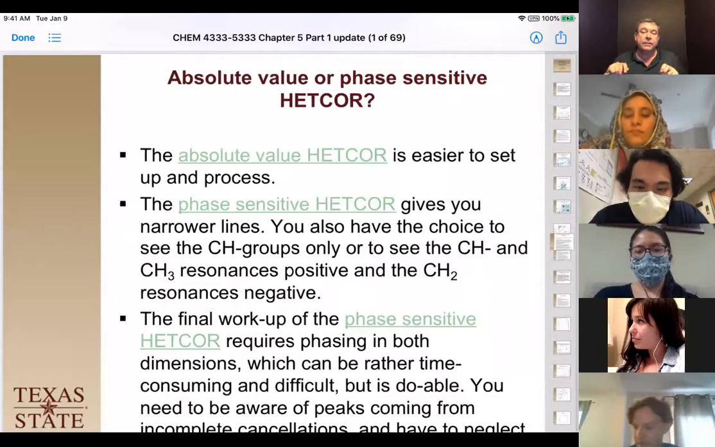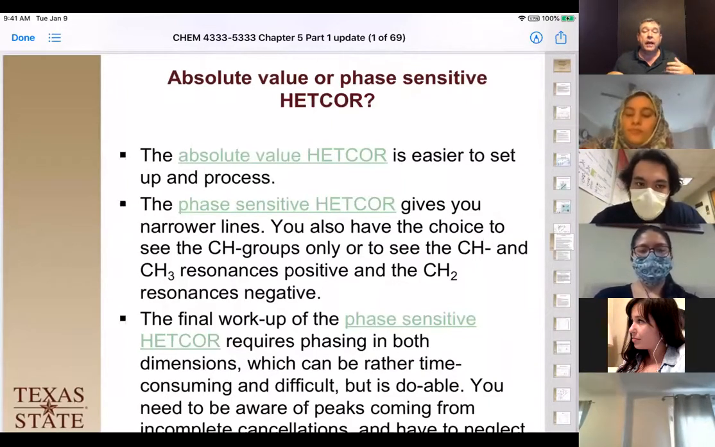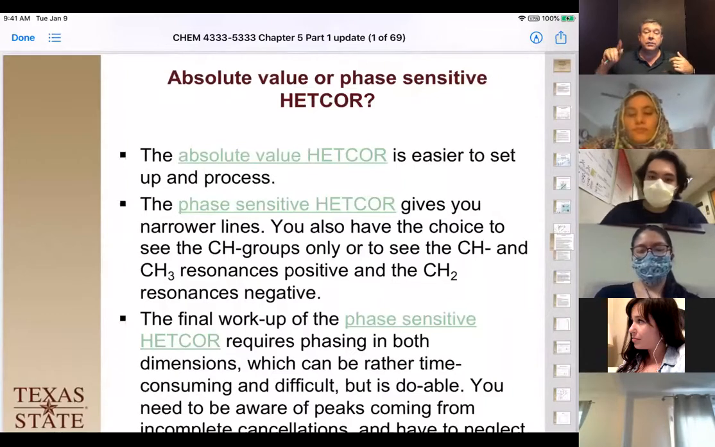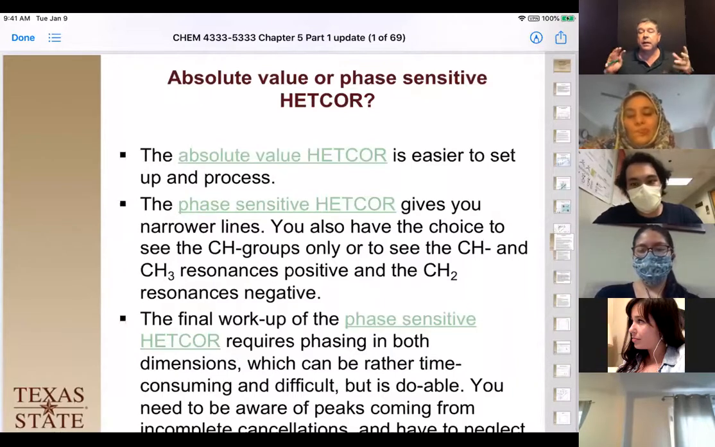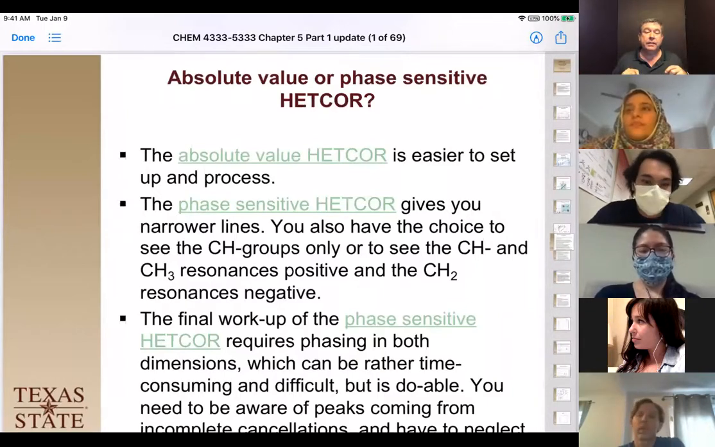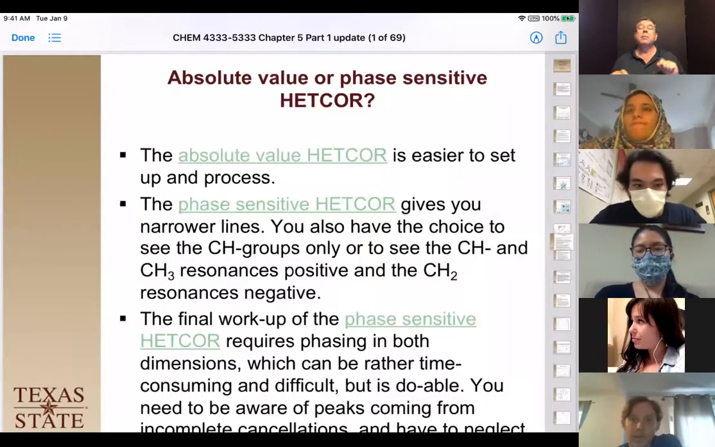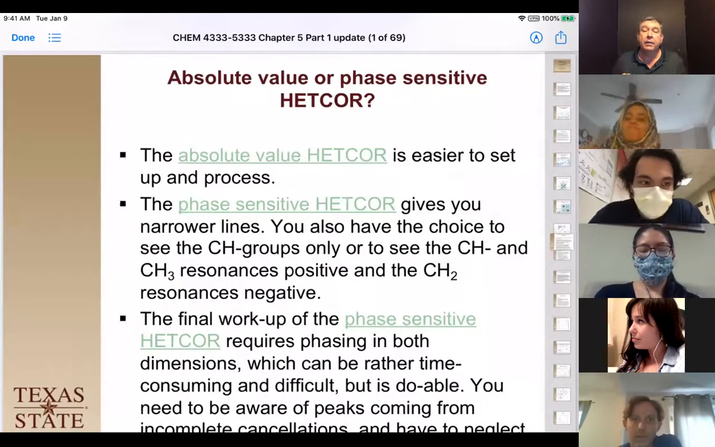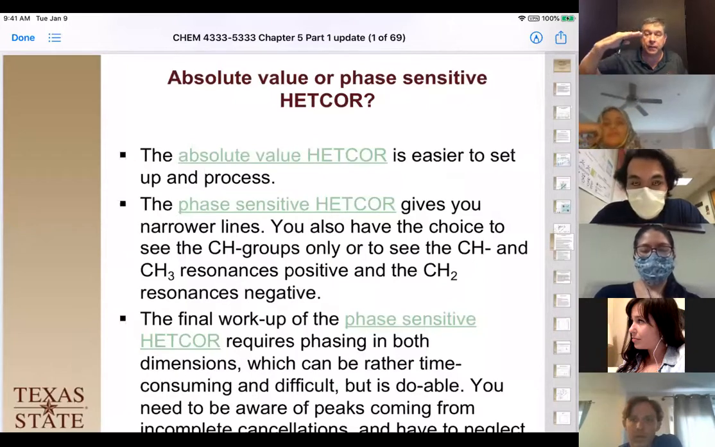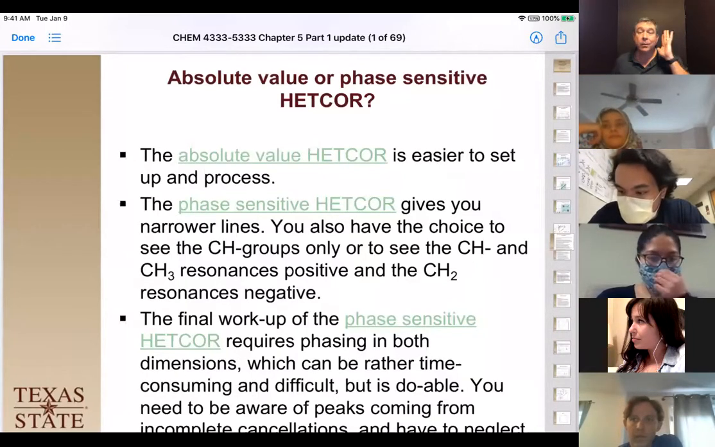In phase sensitive, just like in a DEPT experiment, you can actually see CH2s versus CH3s versus CHs. So it's almost like a HETCOR with a DEPT added to it. But it's harder to work up the phase sensitive HETCOR. So absolute value HETCOR is what I'm going to start with because it's easier to see what we have. And in HETCOR, we're looking at which protons in our proton spectrum correlate to which carbons in our carbon spectrum. Okay.